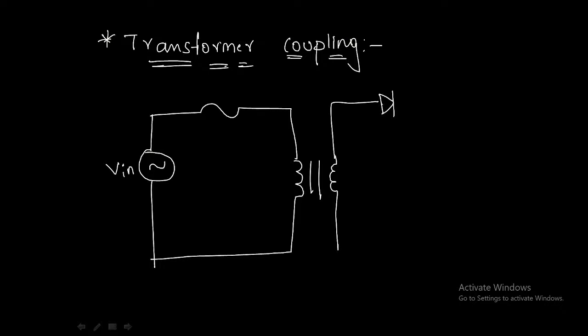In our previous sessions, we haven't seen this type of transformer coupling. We directly connected our input source to our diode, but from this session we are going to see it with transformer coupling. So the diode is not connected directly with the input voltage source. This is the fuse, and this side is the primary side, and this is the secondary.